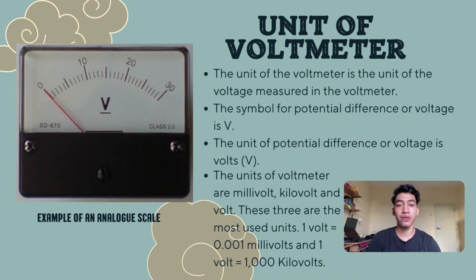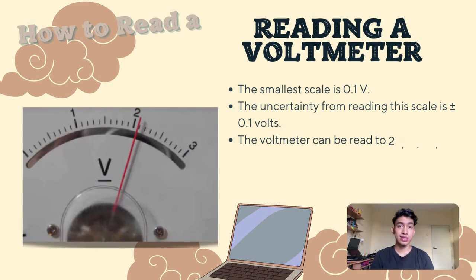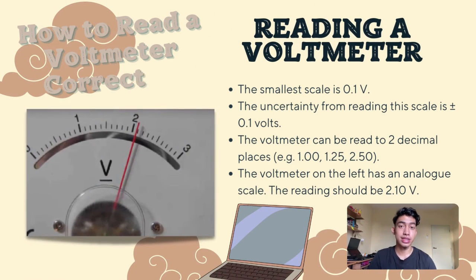The units of voltmeter are millivolt, kilovolt, and volt. These three are the most used units. 1 millivolt equals 0.001 volt and 1 kilovolt equals 1000 volts. Smaller scale is 0.1 volt. The uncertainty from reading the scale is plus minus 0.1 volt. The voltmeter can be read to 2 decimal places. Example: 1.00, 1.25 and 2.50. The voltmeter on the left has an analog scale. The reading should be 2.01.